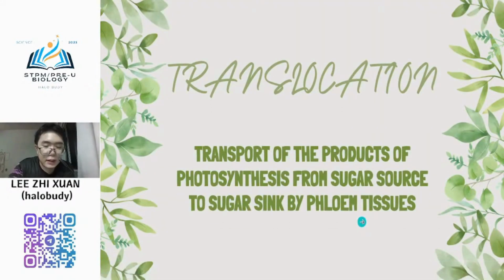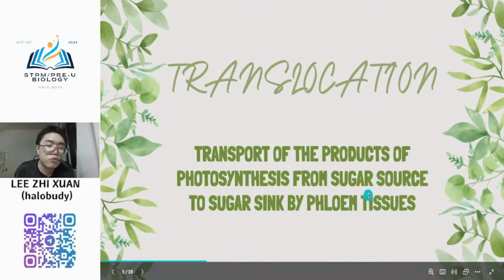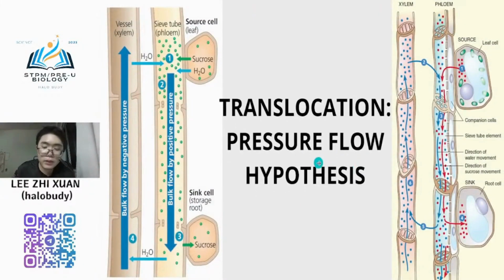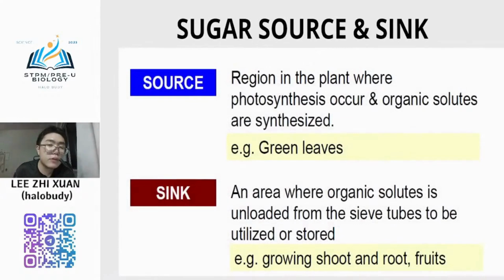Okay, so this is the definition of translocation. As you see, translocation is the transport of the products from photosynthesis, mainly sucrose molecules or glucose molecules, from the sugar source to the sugar sink by phloem tissue. So from here you need to know the meaning of sugar source and the meaning of sugar sink. Okay, if you say sugar source, it is a source, right?